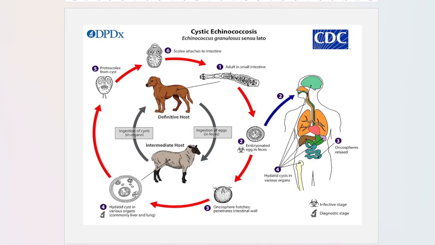So after ingestion, the protoscolices evaginate. So magkakaroon, eto, protoscolex from the hydatid cyst. Mag-a-attach yung scolex niya dun sa intestine ni dog. And then that will develop into adult worm, into adult stage. So that is the life cycle for the Echinococcus granulosus.